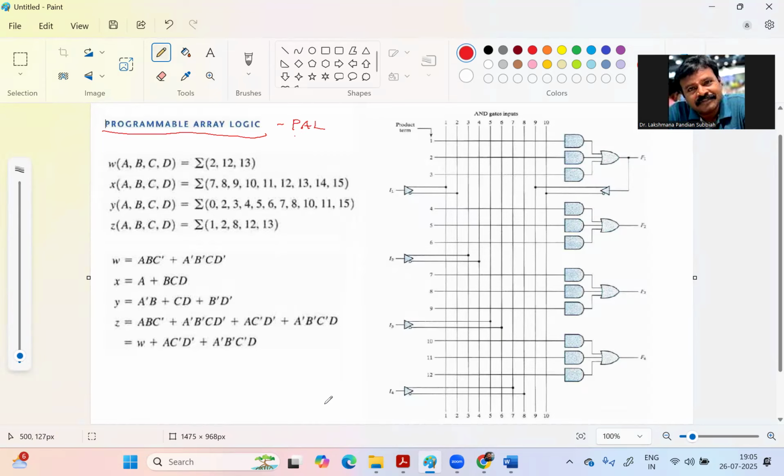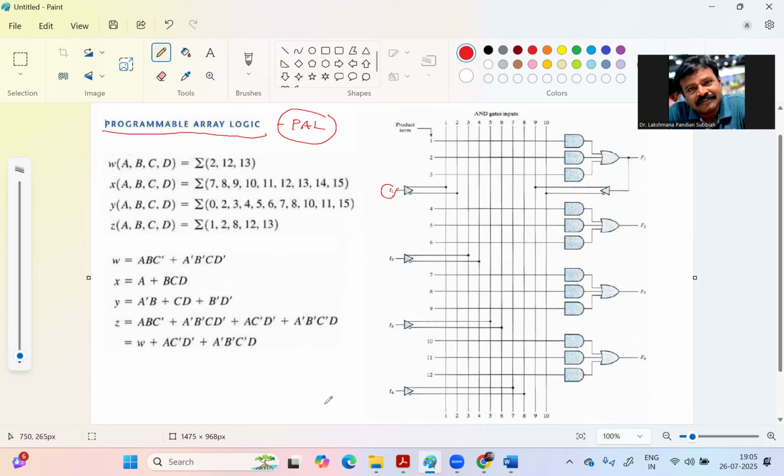In the last class we discussed PLA, the programmable logic array. Here we have programmable array logic, where we can program on the input side. We have four-variable inputs: A, B, C, D, or I1, I2, I3, I4.